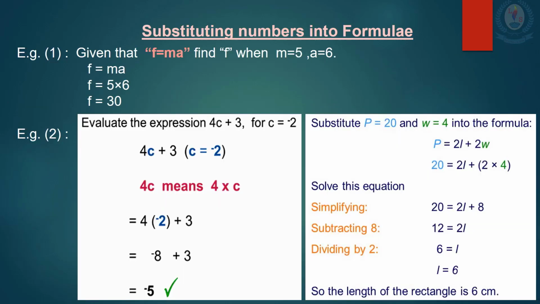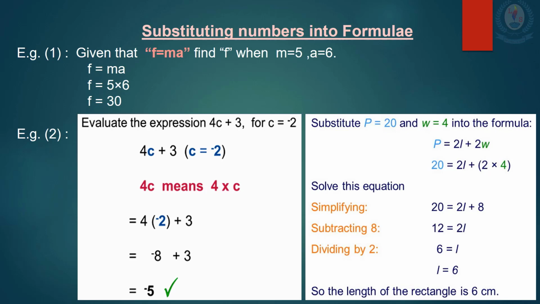Substituting numbers into formulae. Example 1. Given that f is equal to ma, find f when m is equal to 5 and a is equal to 6. f is equal to ma, so m stands for 5, a stands for 6. There is no sign, so m is multiplied by a; it means 5 times 6. So f is equal to 30.